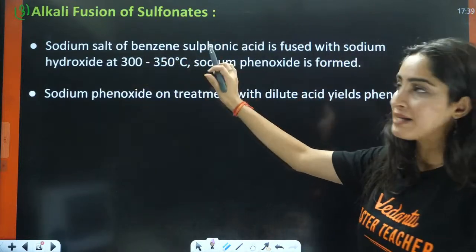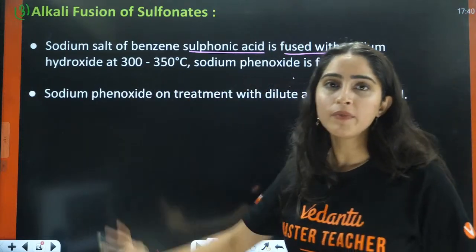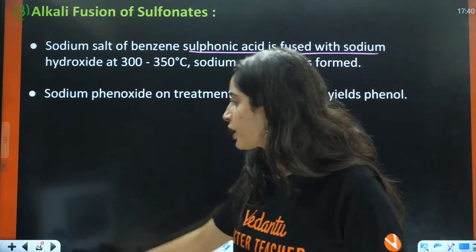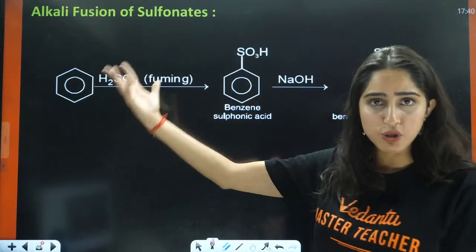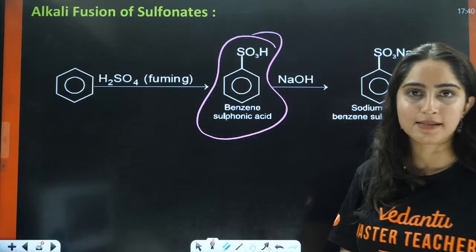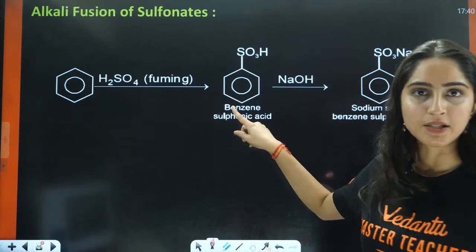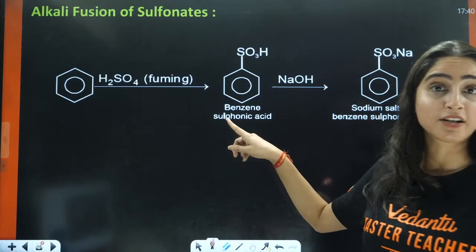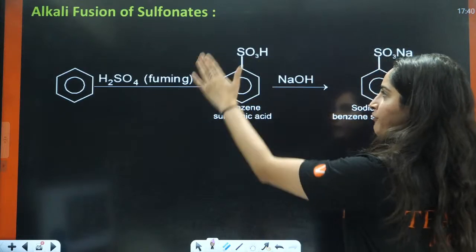Sodium salt of benzene sulfonic acid is fused with sodium hydroxide. What is the sodium salt? That is your benzene. First, with oleum or fuming H2SO4, you will have the formation of benzene sulfonic acid, right? This is the reaction that you did in hydrocarbons, right? You remember? In hydrocarbons, we have done this reaction.